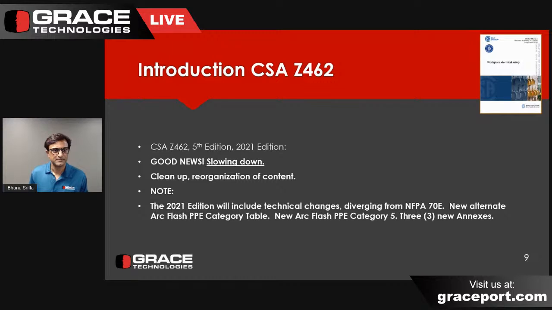So generally, we had cleanup and reorganization, but for the technical changes and divergence, we have this new alternate arc flash PPE category table. It's now called Table V1, and we have a new arc flash PPE category 5, minimum 75 calories per centimeter squared ATPV, and we'll cover that a little later, but I wanted to highlight here at the beginning that that's a significant technical divergence that in the US you're going to go, this is the first time we've heard of it. And that's why I encourage you after today's webinar that you possibly want to buy a copy of Z462 for this new arc flash PPE category 5 that we've added, and the new Table V1. Next slide, Bhanu.